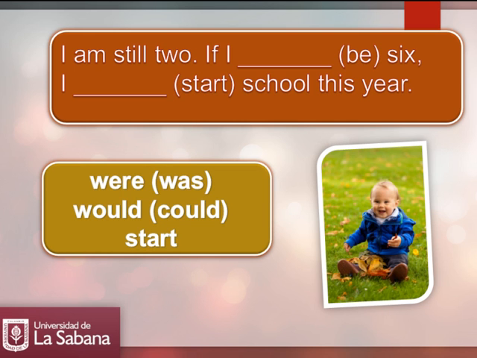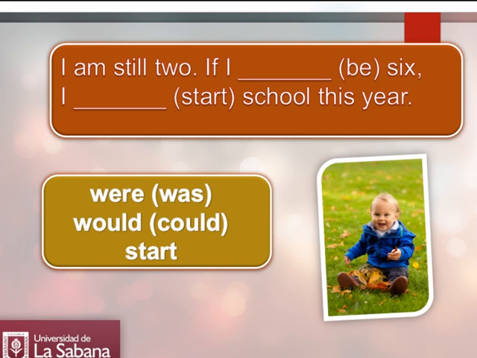If I was 6, I would start school this year. Remember that in unreal situations, you can use were for all persons. You could also use could instead of would. Did you get this one? Okay, let's try another one.